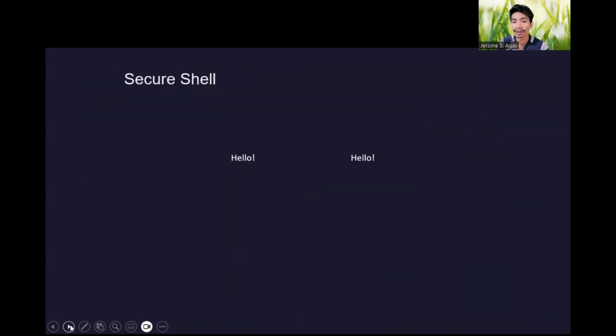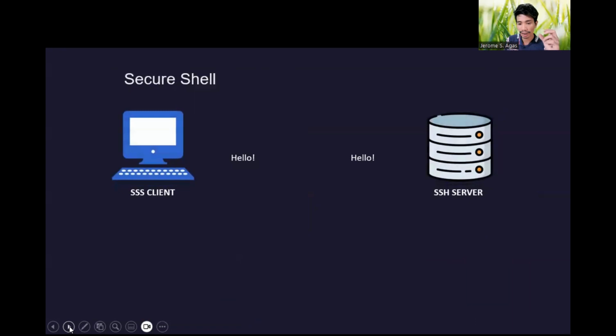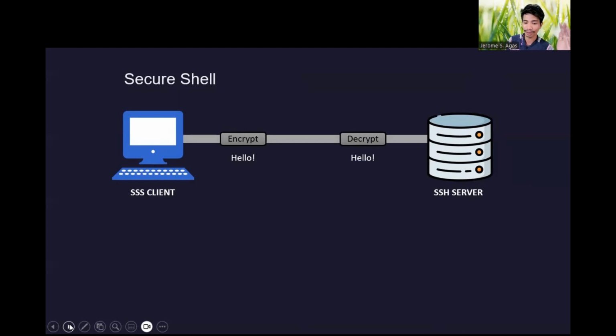They say hello, talking to each other, but in the middle there is an SSH client and an SSH server, or the secure shell client and the secure shell server. This is the normal way to talk, but with the power of secure shell, there is encryption and decryption. Meaning, there is a lock for both parties. For example, the hello cannot be read by anyone aside from the SSH client and the SSH server. The hello cannot be understood outside the conversation.